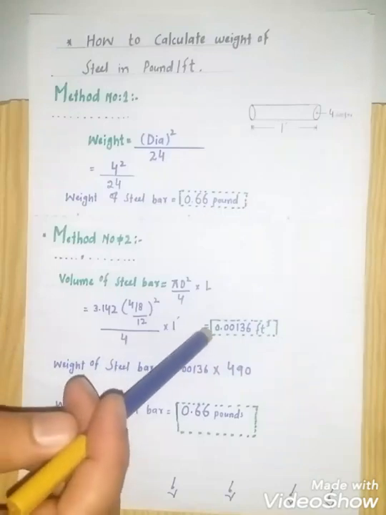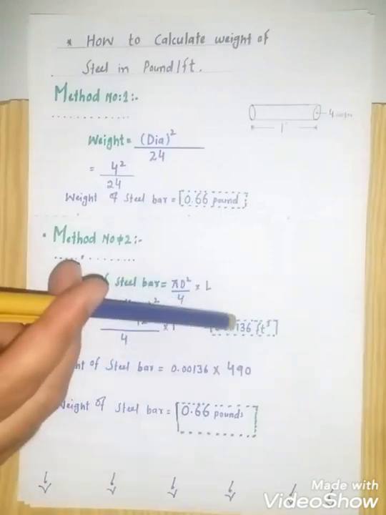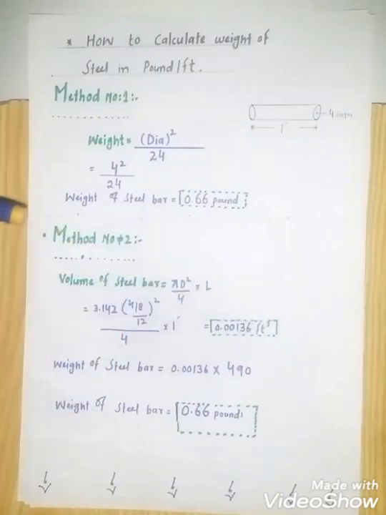The volume of steel bar is equal to 0.00136 cubic foot. Now find the weight of steel bar, which is equal to volume of steel bar multiplied by density of steel in pound. Volume of steel bar is 0.00136 multiplied by 490. This is the density of steel in pound. The weight of steel bar is equal to 0.66 pounds.